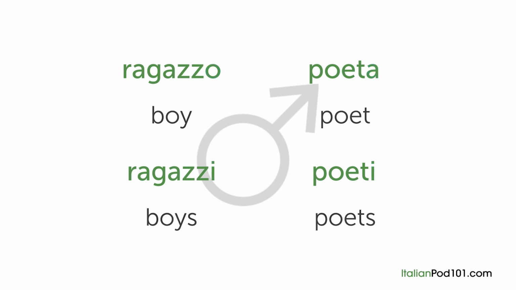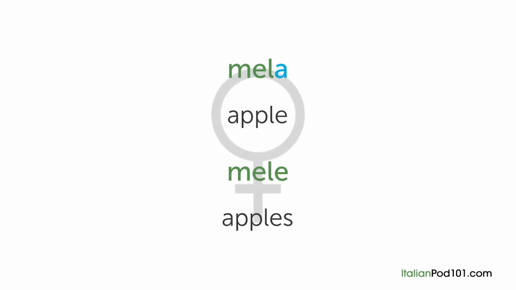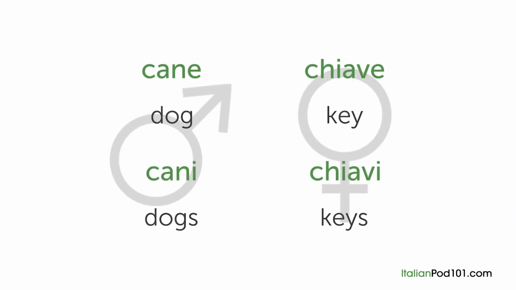Masculine nouns ending in O and A form the plural by changing the final vowel to I. For example, ragazzo, meaning boy, becomes ragazzi in the plural, and the plural of poeta, which means poet, is poeti. Feminine nouns ending in A form the plural by changing the A to E. So, mela, meaning apple, changes to mele when it means apples. Finally, there are also nouns ending in E. Both masculine and feminine nouns that end in E form the plural by changing the final vowel to I.